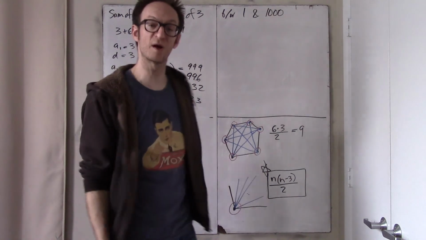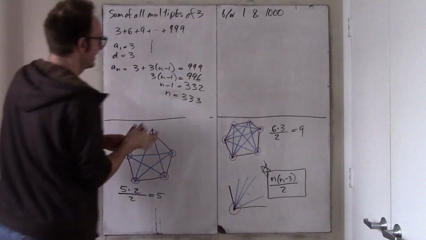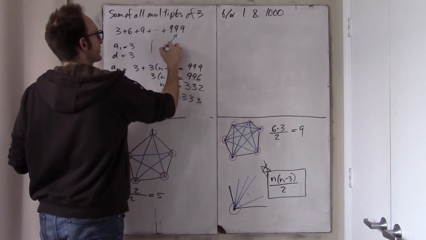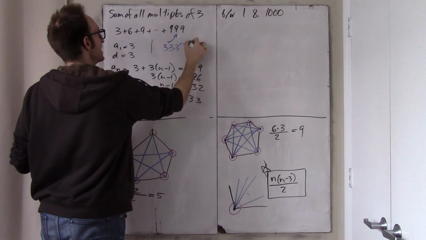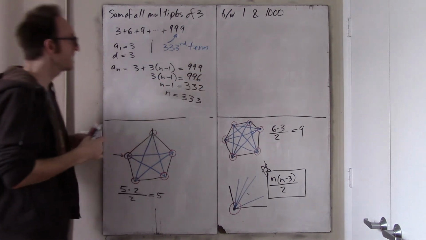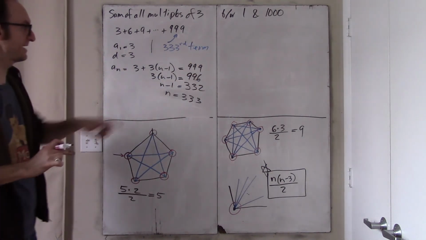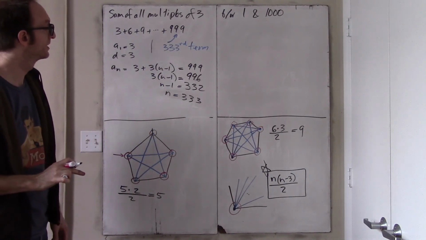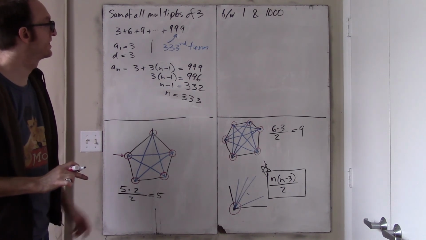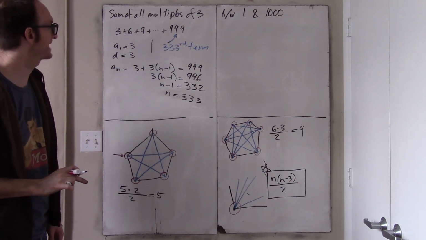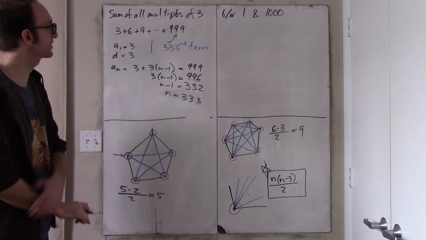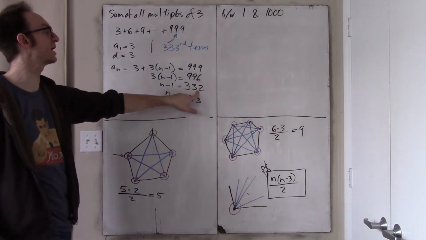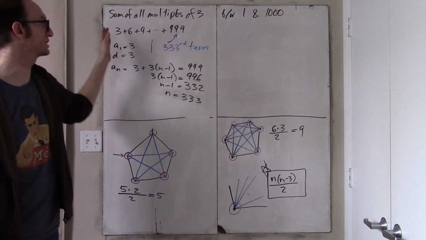Good thing I thought to do this problem 2 different ways. This time I think I'm right. This is the 333rd term of this sum. And that just makes sense because if there are 333 terms and I skip by 3 every time, then by the time I get to the 333rd term, I have made 332 jumps of size 3, and that's a total change of 996.